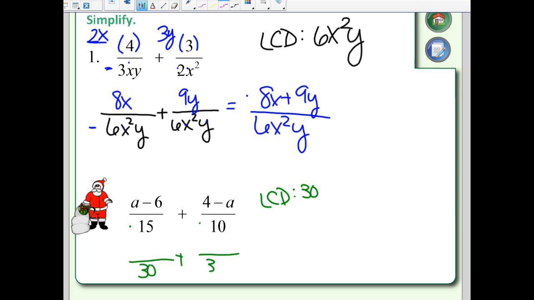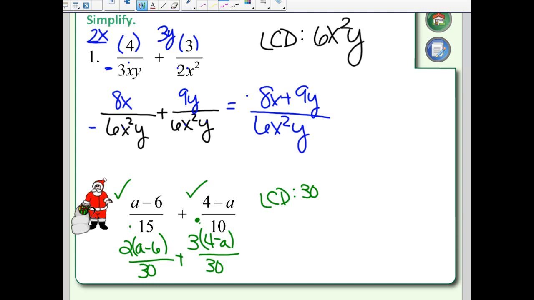So now let's make our equivalent fractions. If I look at the first fraction here, I'm going to multiply the numerator by, well, 15 times 2 is 30, so I'm going to multiply this numerator by 2. In my second fraction, what do I need to multiply 10 by? Yeah, we need to multiply that by 3 to get 30. And so now, yesterday, that's where we left it. But today, we need to figure out what the answer is.